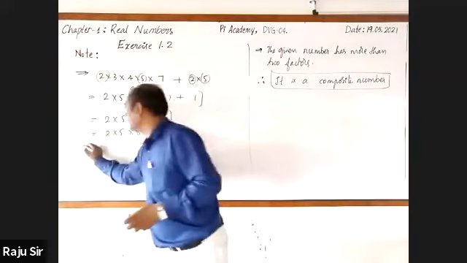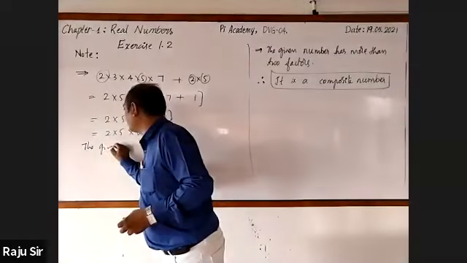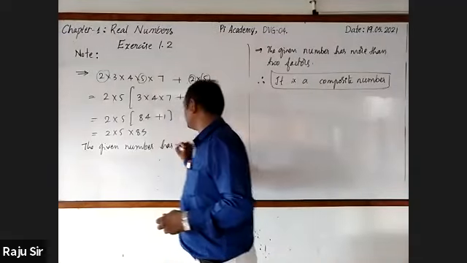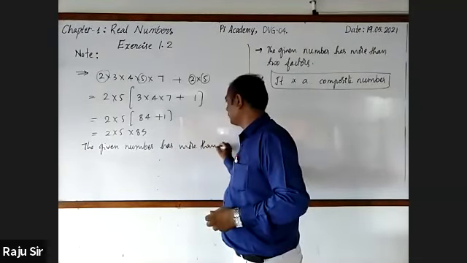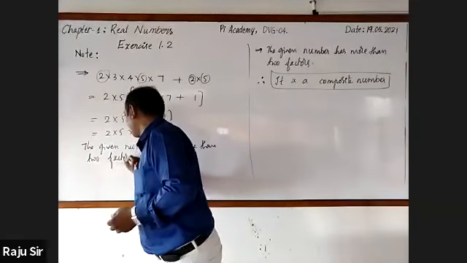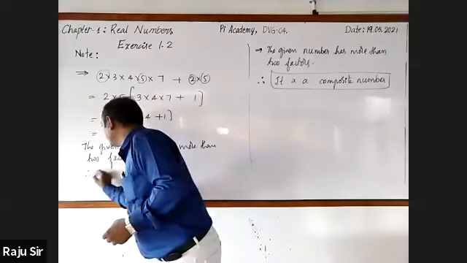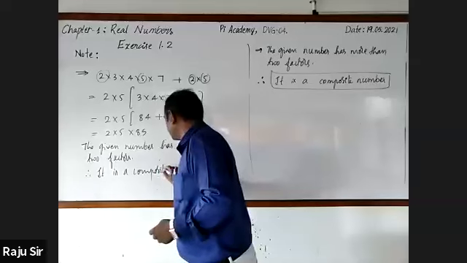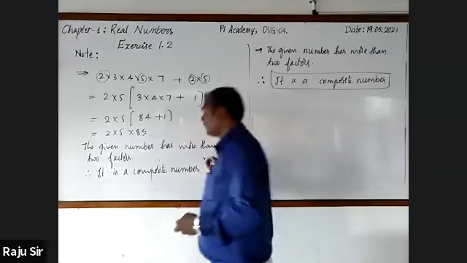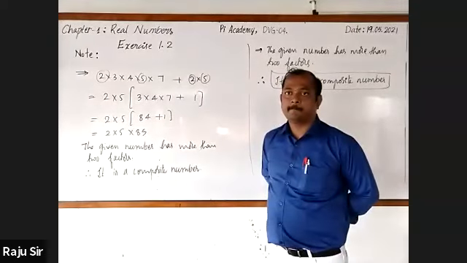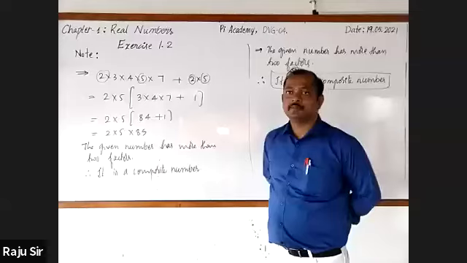Write the statement. The given number has more than 2 factors. Therefore, it is a composite number.